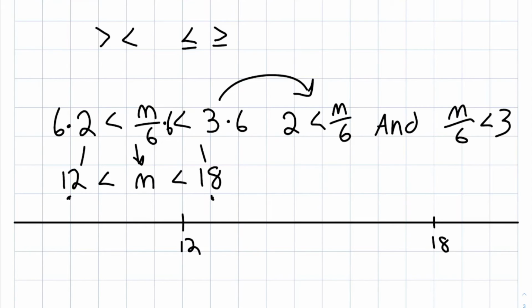And instead of drawing everything like I would over here, I can just go directly and draw my line between 12 and 18. And then I use my signs here to determine whether I use an open circle or a closed circle. So in this case, it looks like I'm only using an open circle. So that's how you deal with compound inequalities.